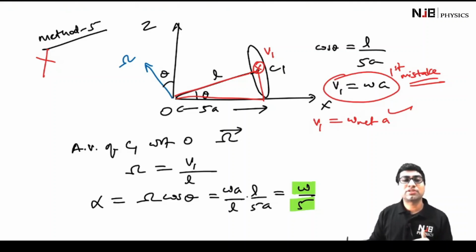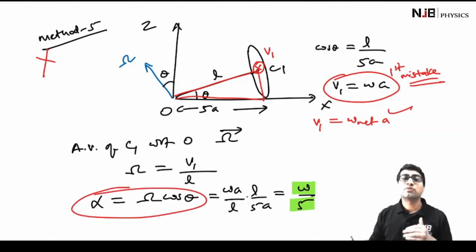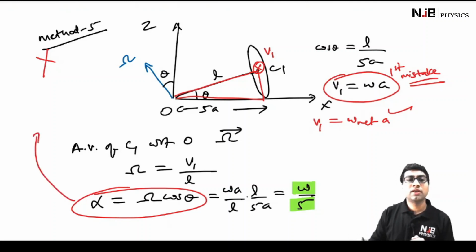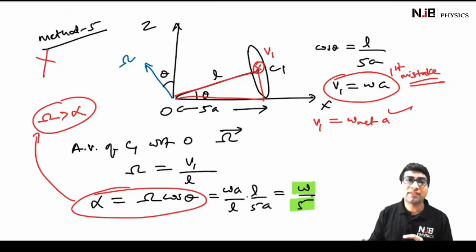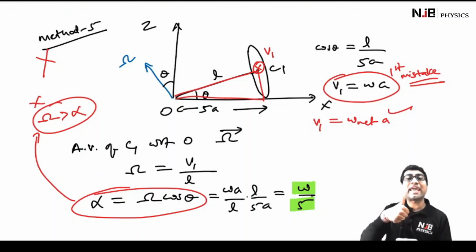So where is the other mistake? The other mistake committed in this approach is alpha equal to capital omega times cos theta. According to this equation, capital omega is greater than alpha, which is definitely not the case. Why is this definitely not the case? Because this point C1 is moving in the horizontal plane, and since it is moving in the horizontal plane, its angular velocity will be in the z direction. If you try to find its angular velocity in any other direction about any other point, then its angular velocity will always be less than this alpha.